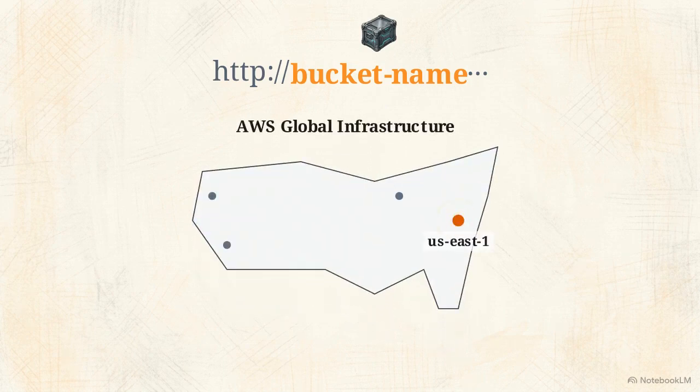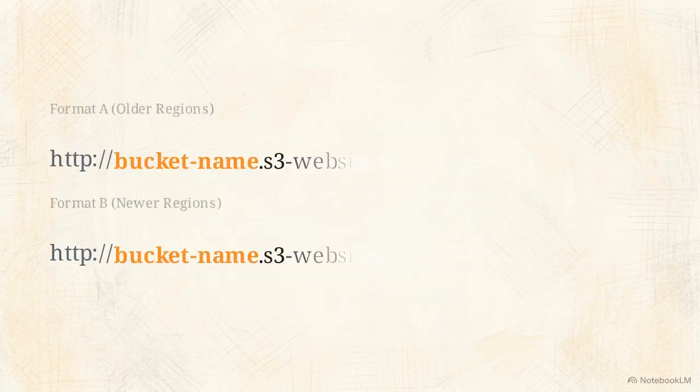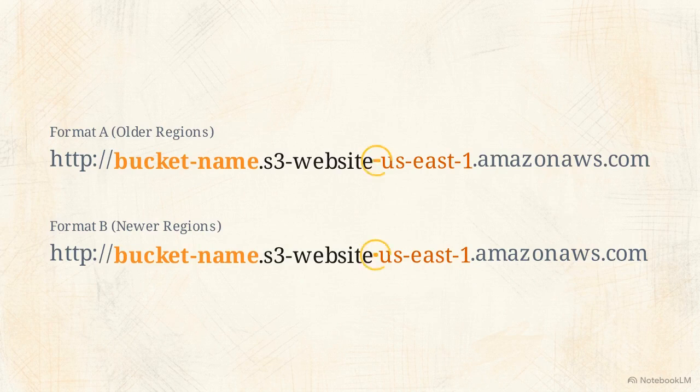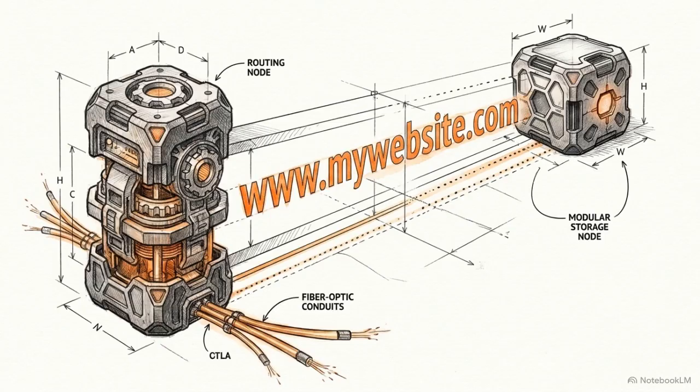This diagram illustrates the specific URL format S3 generates when you enable this feature. The syntax is dictated by the bucket's AWS region. Depending on the region, the structure uses either a dash or a dot immediately preceding the AWS region string, which then resolves to the standard Amazon AWS domain. If your application requires a custom domain, you can map these region-specific AWS endpoints to a fully qualified domain name by integrating Amazon Route 53.